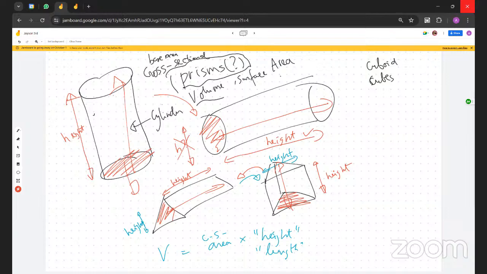Okay. Now let me give you a very weird shape. A very weird shape can become, for example, a half circle. That is a half circle. They call it a semicircle, whatever. And then I draw this. Something like that. Is this a prism or not, Jason?